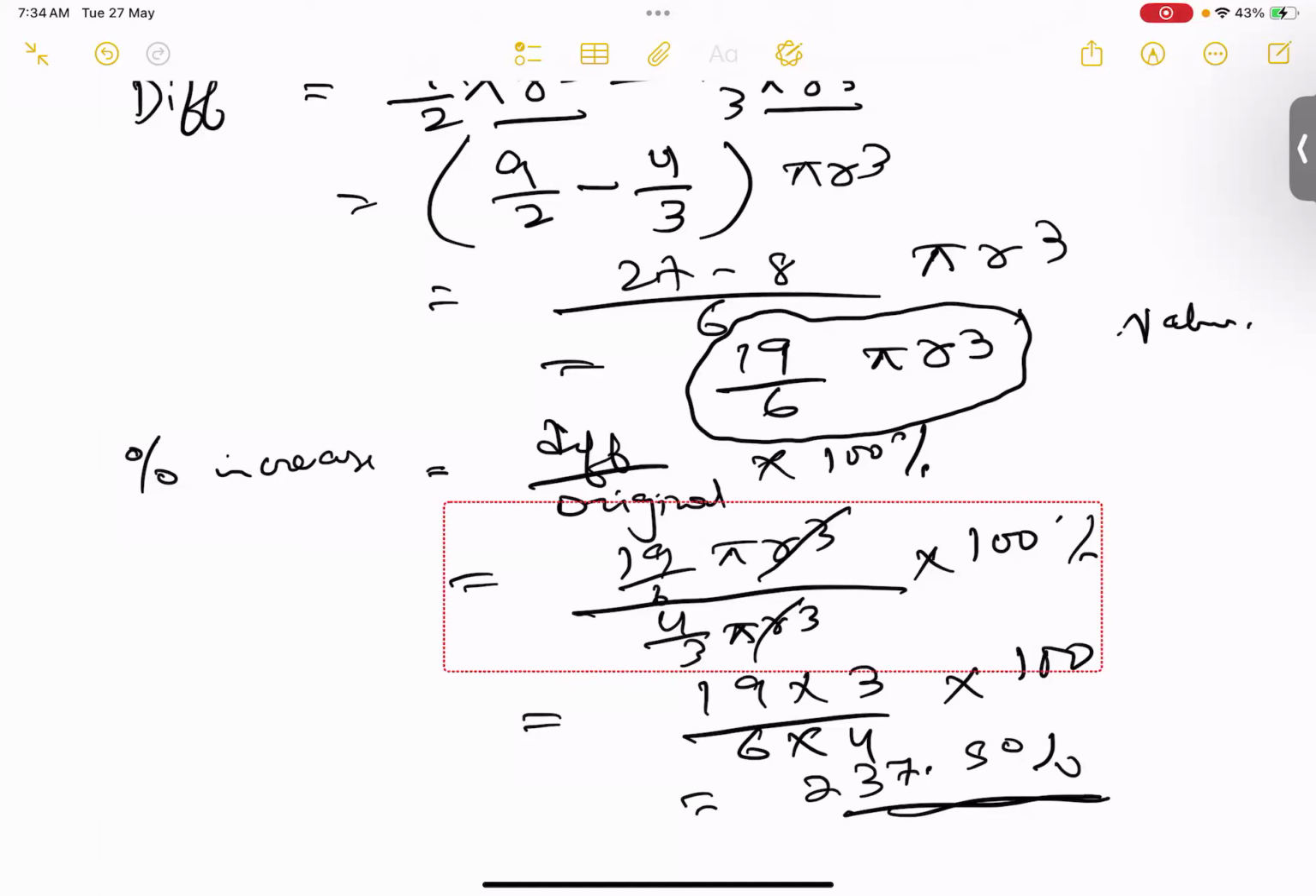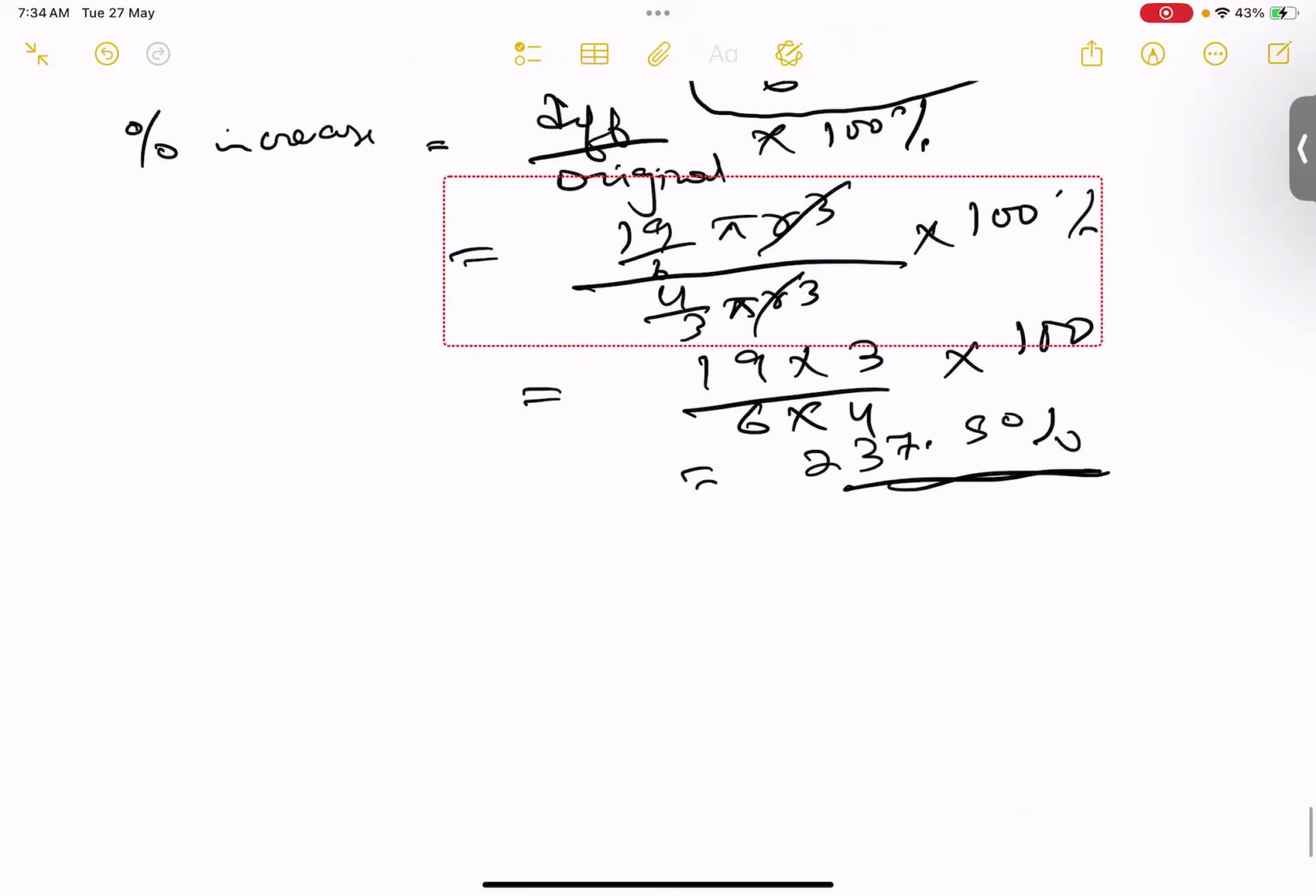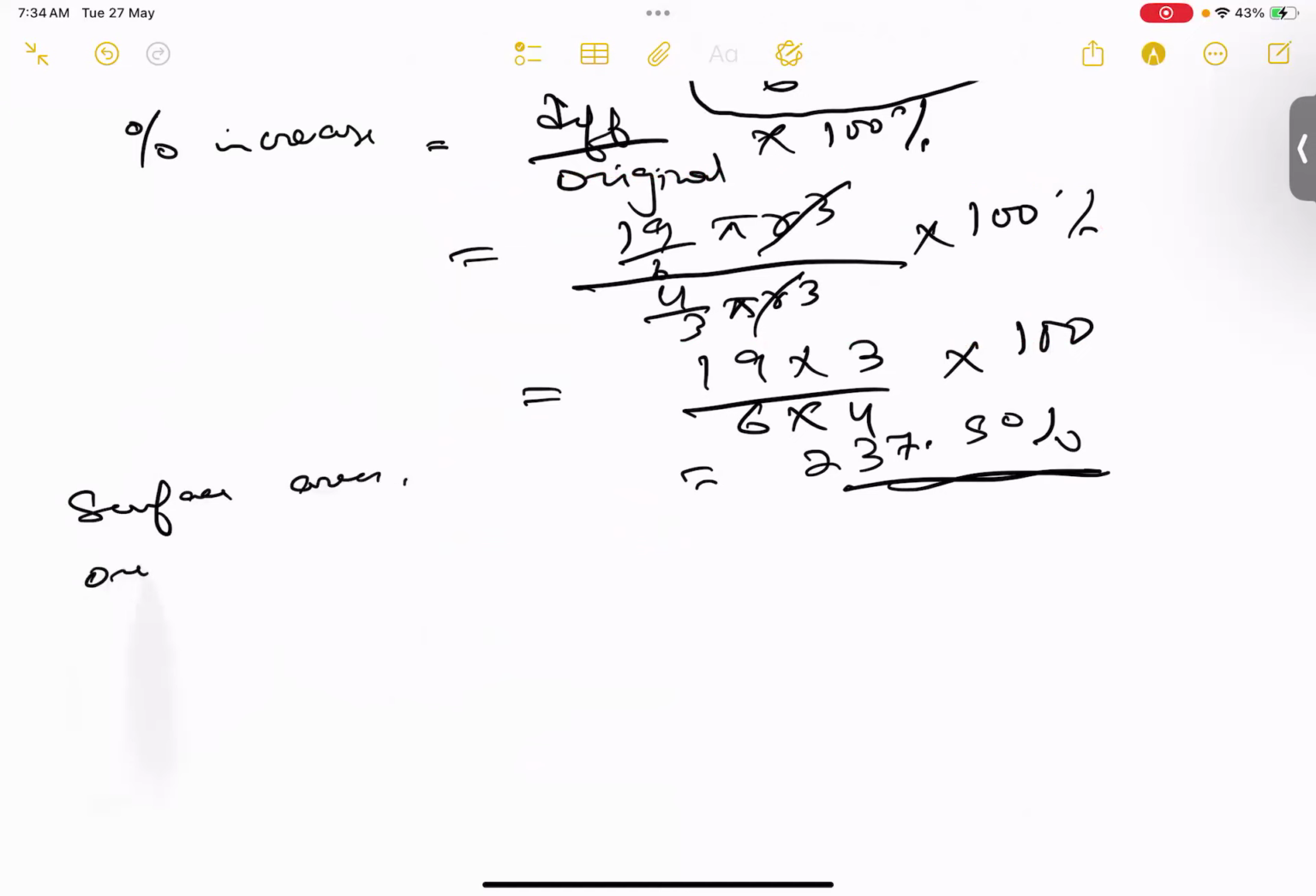Clear now? Now this is for volume, okay? Similarly, we also have to find the surface area now. The original surface area: what is the formula for the surface area of a sphere? It is 4 pi r square, right?